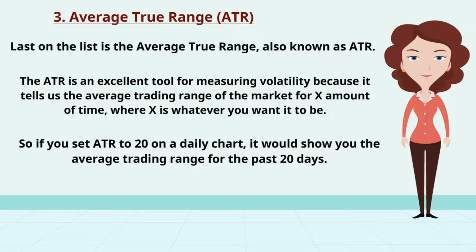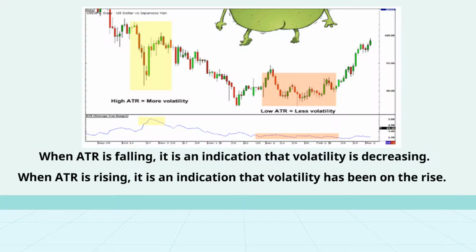The ATR is an excellent tool for measuring volatility because it tells us the average trading range of the market for X amount of time, where X is whatever you want it to be. So if you set ATR to 20 on a daily chart, it would show you the average trading range for the past 20 days. When ATR is falling, it is an indication that volatility is decreasing. When ATR is rising, it is an indication that volatility has been on the rise.